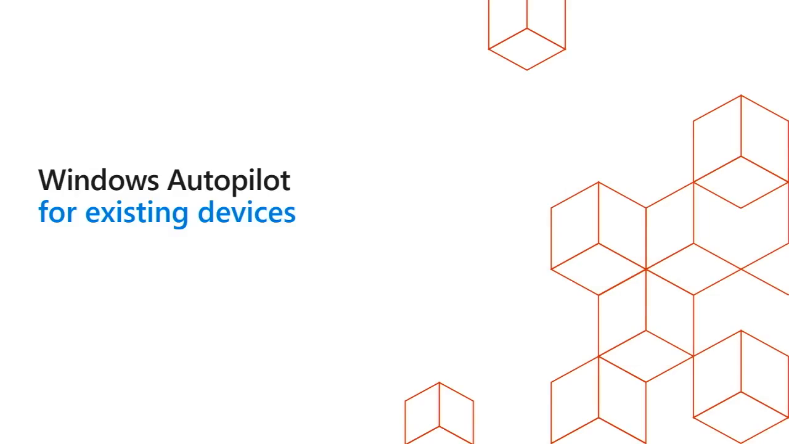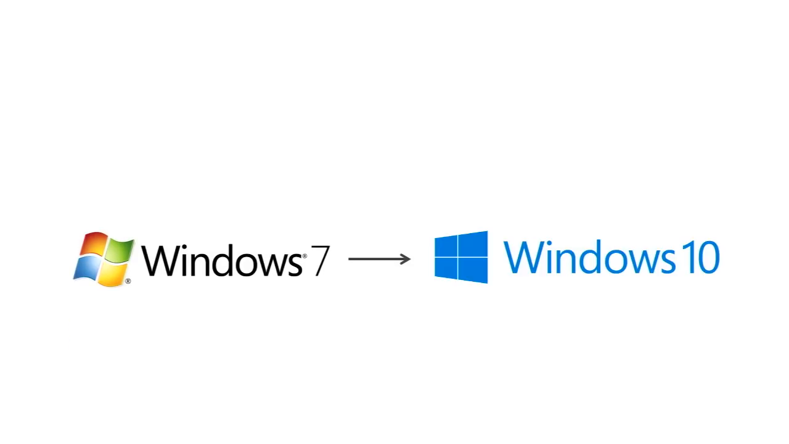Windows Autopilot for existing devices. When we came up with this scenario, the key thing we had in mind was this date here. So this date, for those of us procrastinators in the room, is for folks who are on Windows 7 going to Windows 10.